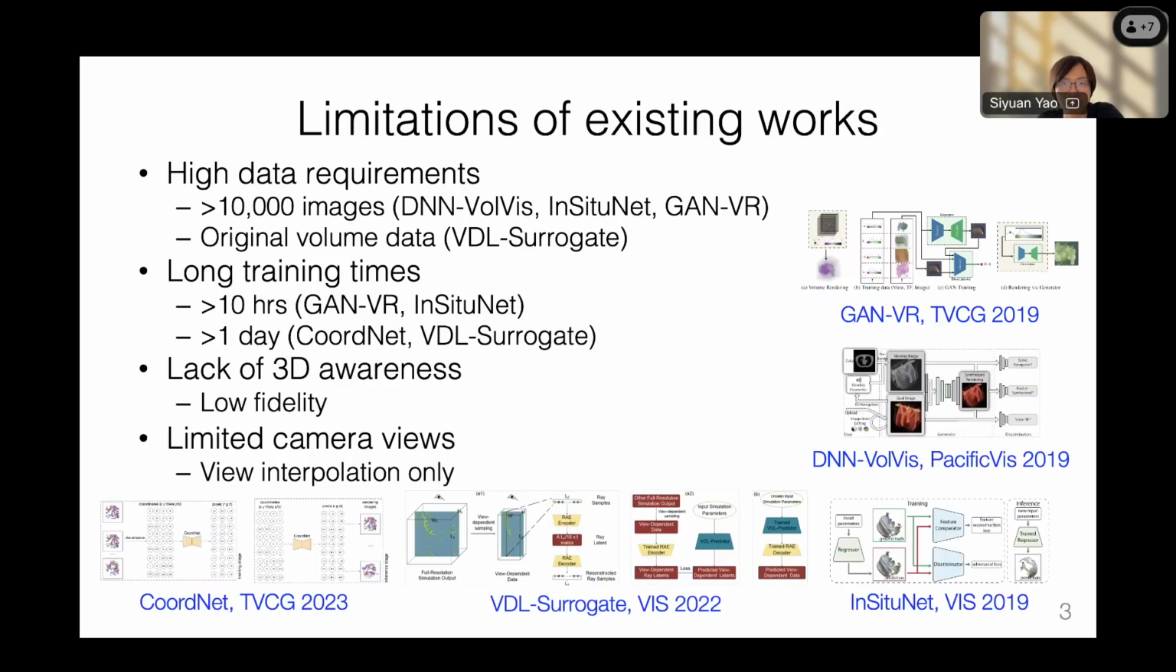We have seen existing works that handle those challenges through visualization generation. But these methods, for example, DN Wolf's InSituNet, GAN VR, all require more than 10,000 images, and video surrogates would also require the original volume data. Their high data requirements make these methods less practical, and they also need long training time, ranging from more than 10 hours to more than 1 day.